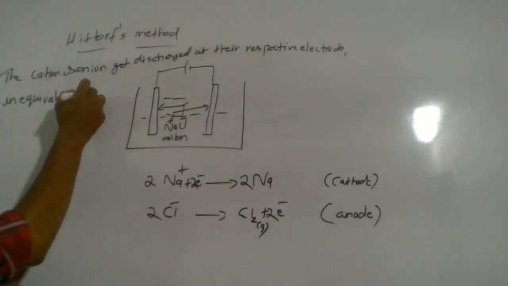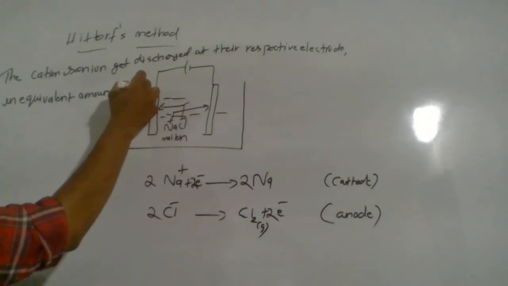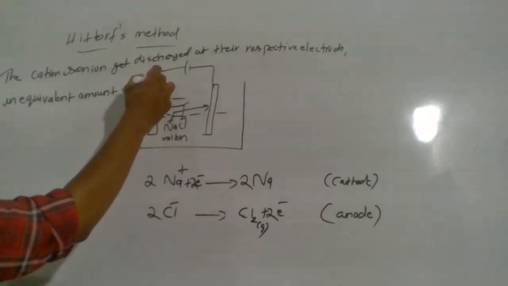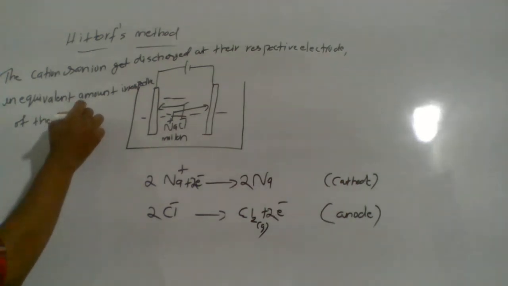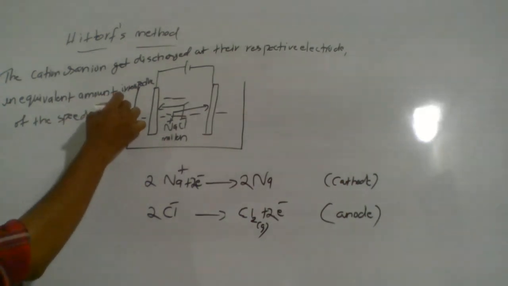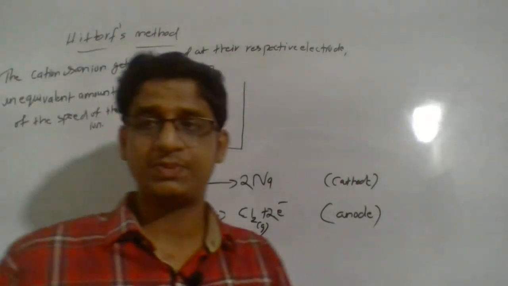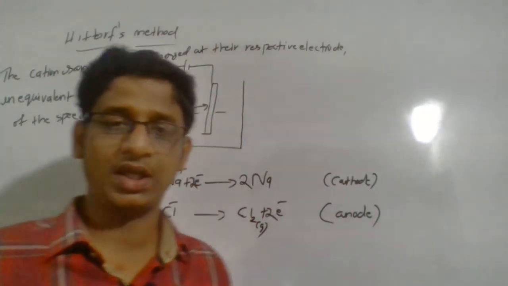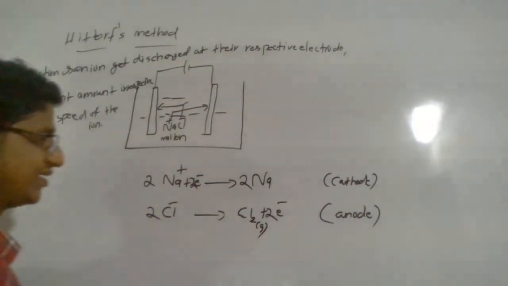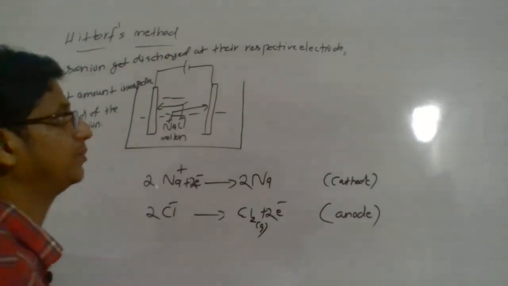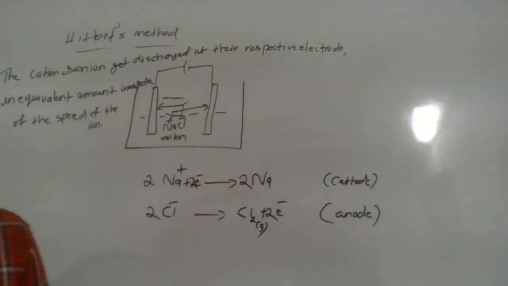Equivalent amount, irrespective of the speed of the ion. Maybe the cations and anions have different speeds, but it doesn't matter. The amount of cation and anion discharged at the respective electrodes will always be the same. That's the first point.